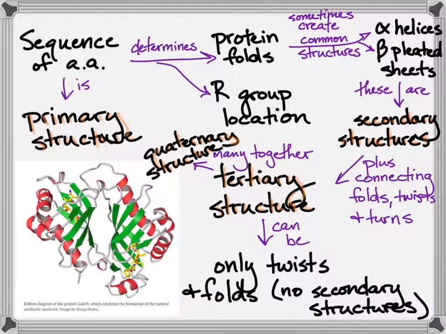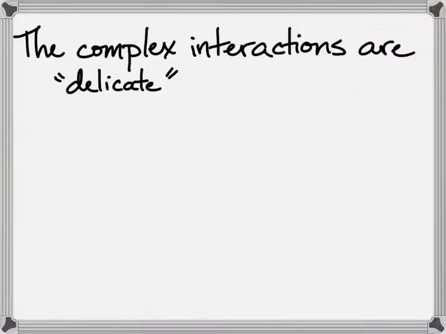So all proteins must have a primary and a tertiary structure. Secondary and quaternary structures often happen, but it's not required to make a three-dimensional globular protein. The hydrogen bonds and other forces that hold their shape intact are delicate.